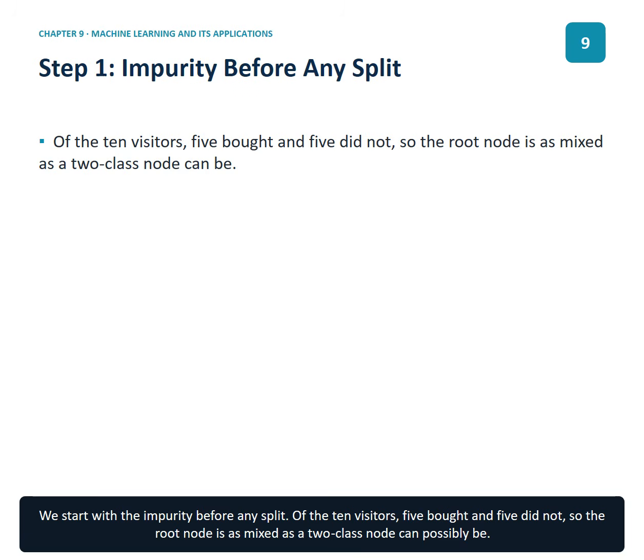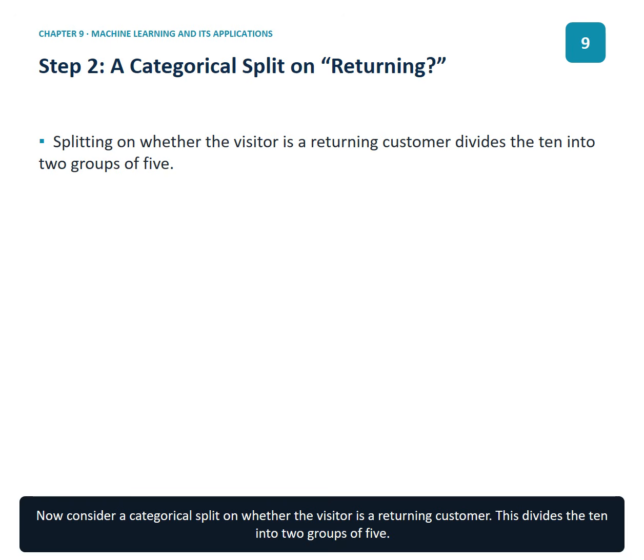We start with the impurity before any split. Of the 10 visitors, 5 bought and 5 did not. So the root node is as mixed as a two-class node can possibly be. Now consider a categorical split on whether the visitor is a returning customer. This divides the 10 into two groups of 5.